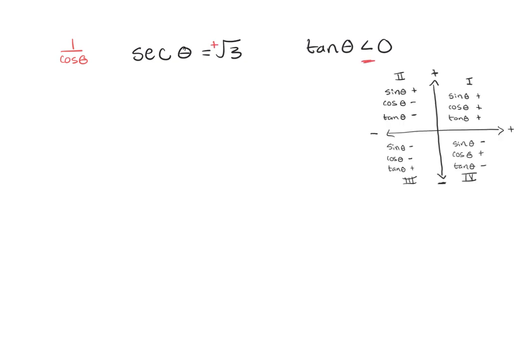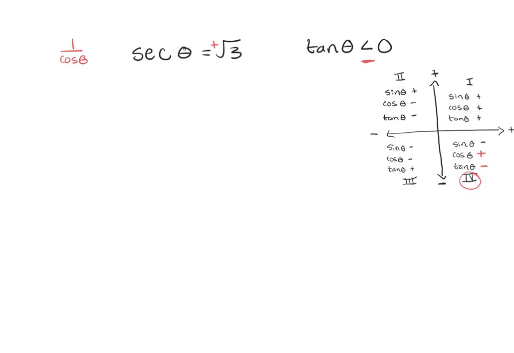Okay, let's do another one of those, and it will be the last example of the video. So let's say we have secant of theta equals the square root of 3, and it is where tangent is less than 0. So remember, secant is the reciprocal of cosine, and this is a positive value, but tangent is negative. So cosine is positive, tangent is negative in quadrant 4.